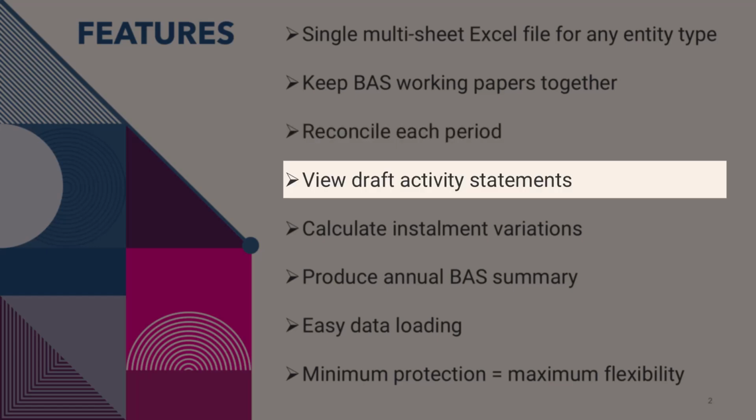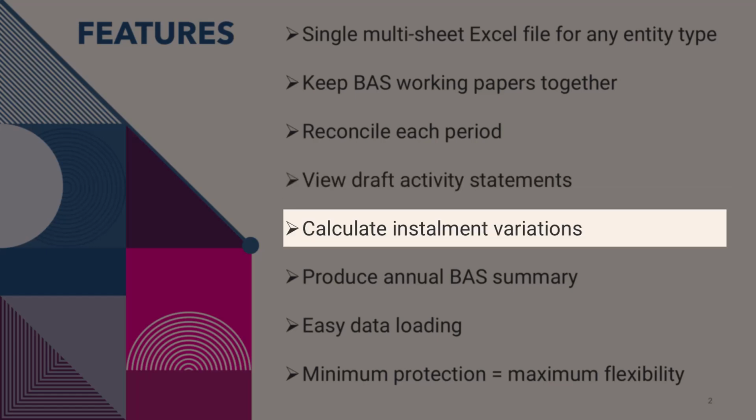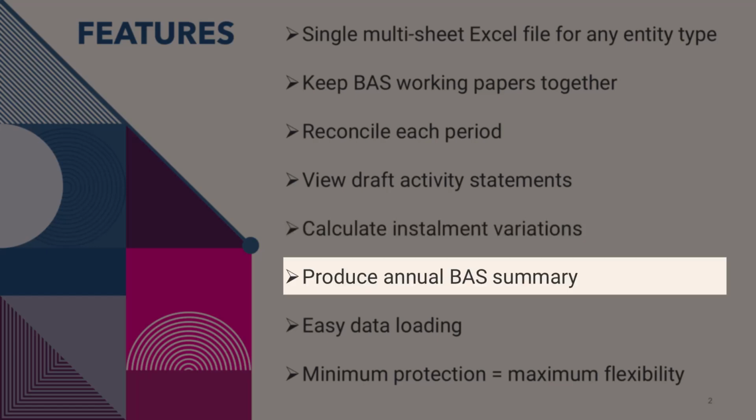Our Excel file produces a draft activity statement for each period, with key figures to be shown at the relevant form labels. You'll also see here a summary of the reconciliation balances for those key figures for each form. You can calculate variations to GST, PAYG and FBT instalments. An annual BAS summary is automatically updated as you complete each period, and at the end of the financial year, you can copy that summary to the client's annual accounts working paper file.